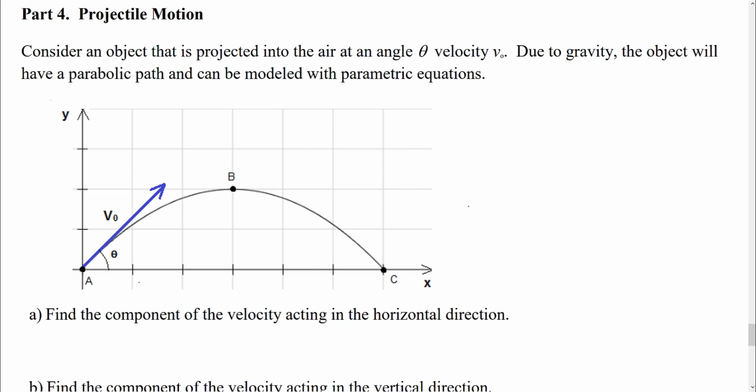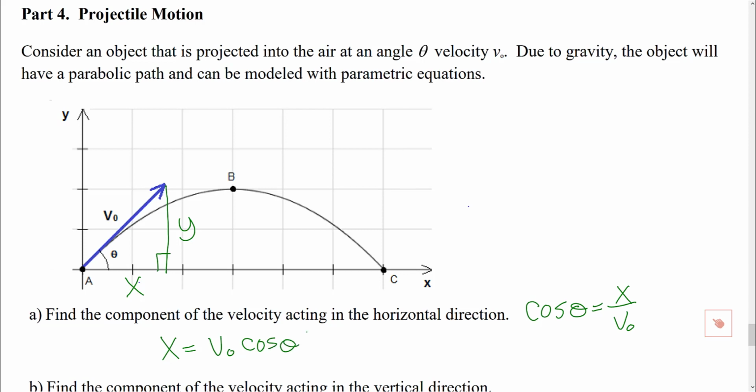So we're interested in, first of all, finding the component of the velocity acting in the horizontal direction. So we're going to take this vector, we're going to draw down to make a right triangle. We're going to figure out the x or horizontal component and the y or vertical component. So connecting the x with the theta and the v naught, that would be cosine theta equals adjacent over hypotenuse. So acting in the x direction would be v naught cosine theta. If you gave me an initial velocity, I would put that in front of the cosine, and then you gave me the angle that we're launching from, and I put that in the cosine.